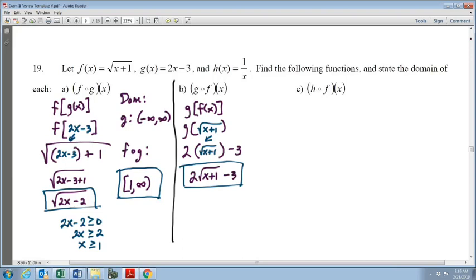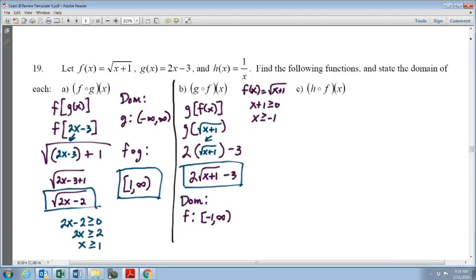So again, to find the domain, we look first at the inner function f of x. And notice you've got square root of x plus 1, so we're going to want to set x plus 1 greater or equal to 0. We get x is greater or equal to negative 1. So the domain of f is negative 1 to infinity.